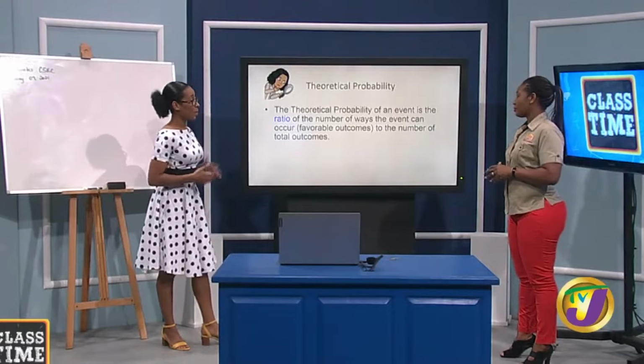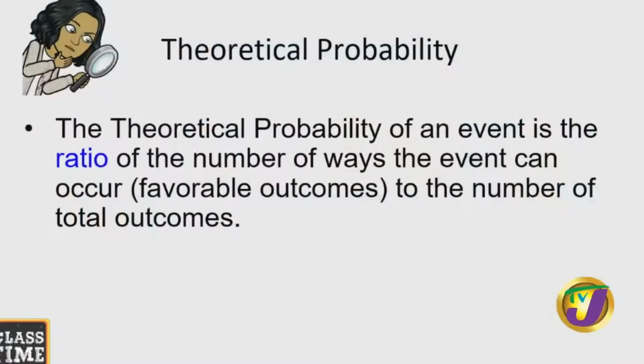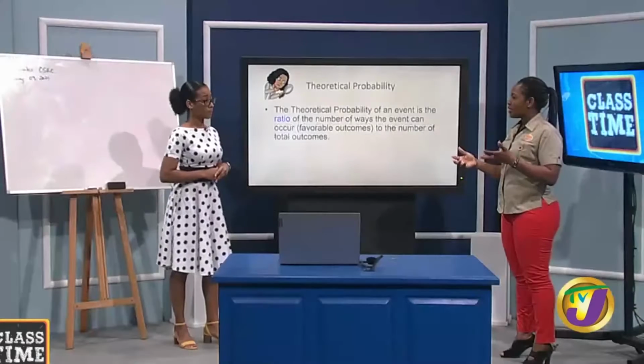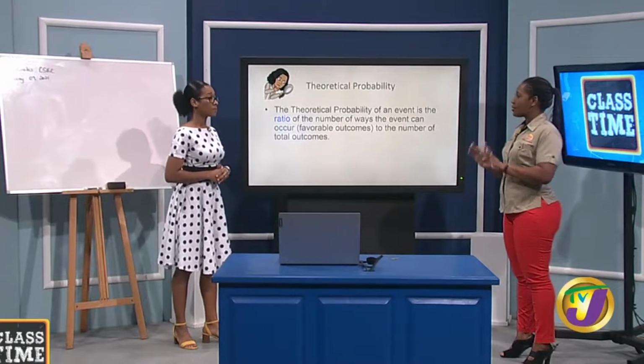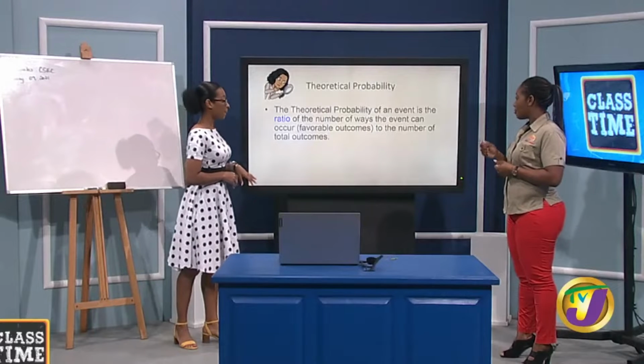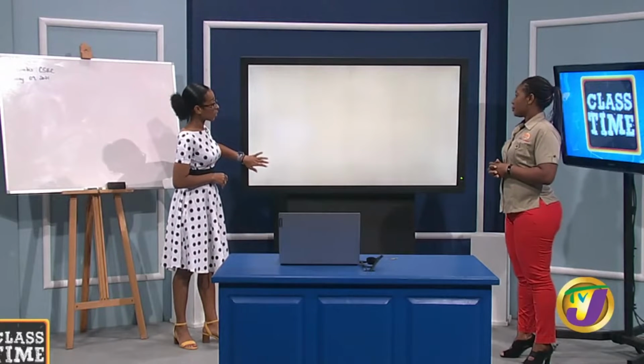Still looking at theoretical probability, this is the ratio of the number of ways the event can occur, favorable outcomes, to the number of total outcomes. Unlike experimental probability, where an experiment is done, theoretical is not an experiment. Theoretical is pretty much the ideal situation: all variables being constant, this is what should happen. You have 5 out of the 17 marbles that can come out of the bag being red.